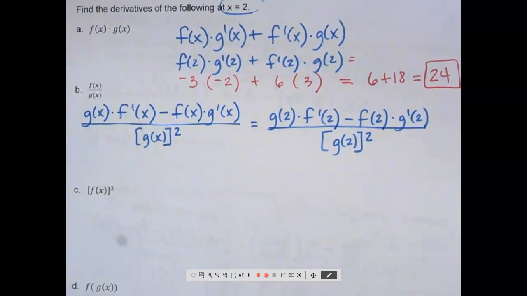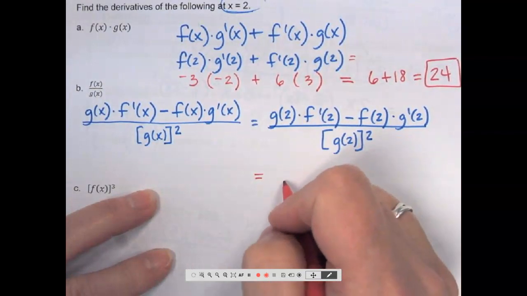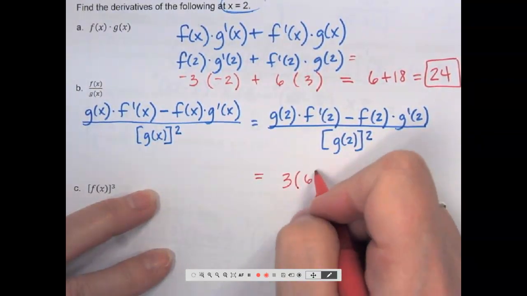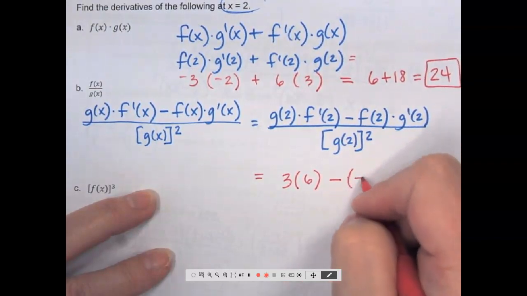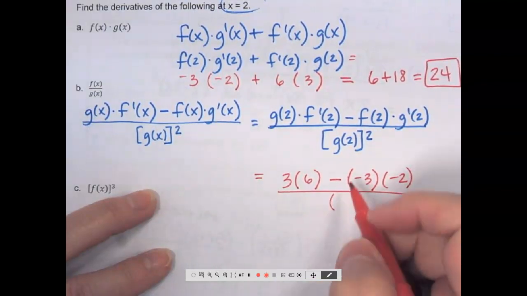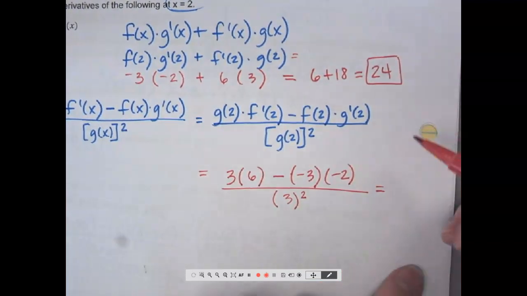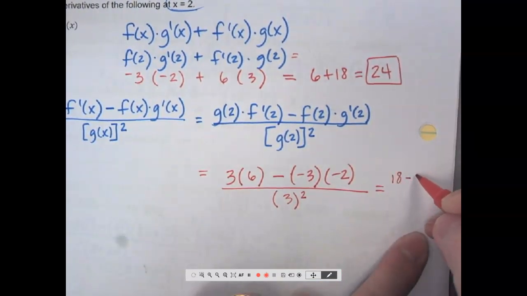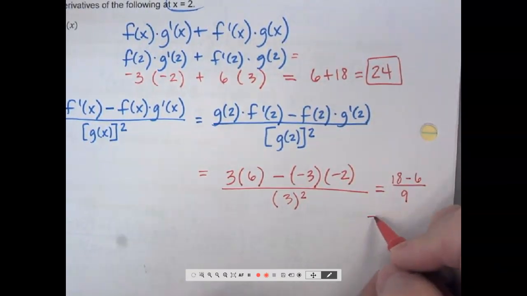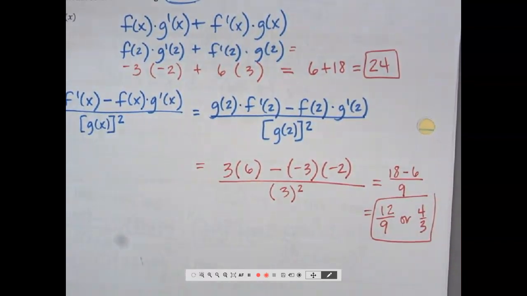and then last step is go up and get these numbers from our table. It would equal 12 over 9. So that's 18 minus 6 over 9. Yes, 12 over 9, which reduces to 4 over 3. Okay. Question.